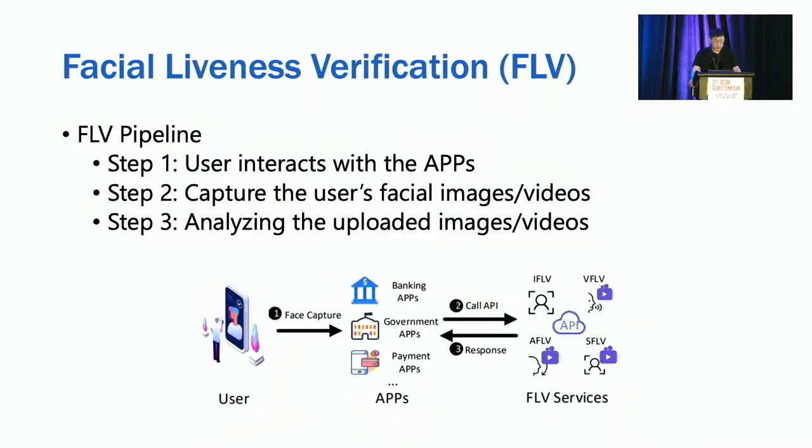Generally, the facial liveness verification pipeline can be divided into three steps. The first step is the user interacts with the apps. These apps are provided by banking, government, and other sensitive departments. The second step is these apps will capture the user's facial images or videos, and then call the API with these captured videos or images. And these apps can verify the user's identity based on the response returned by the API.